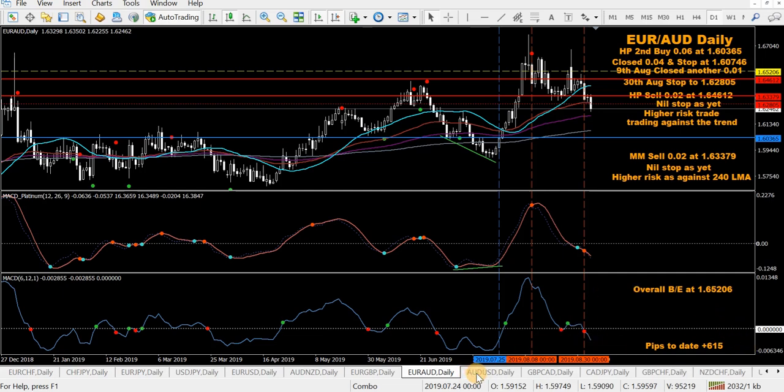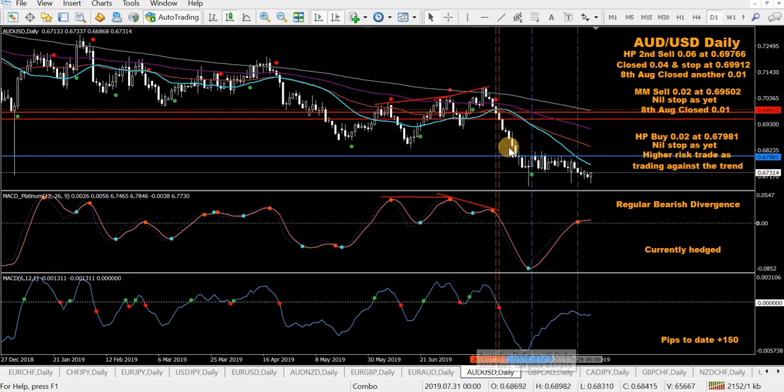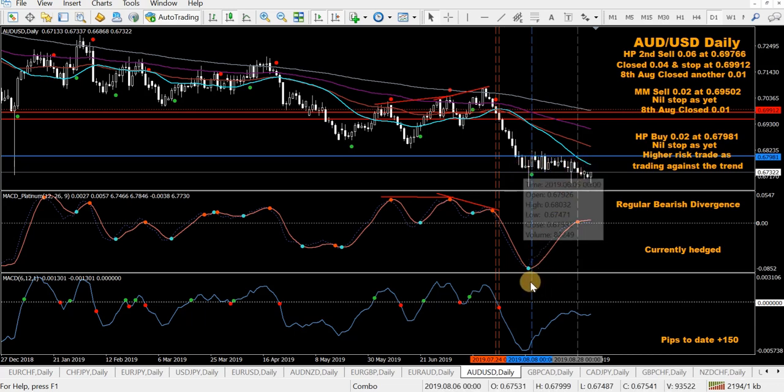Talking about Aussie, let's go across to the AUD USD. This one's currently hedged. Took 2 sells back here, which I'm still in. There's a stop in place, which I will move. That's a high probability stop there. It's above the entry level, so tomorrow I'll bring that down into this area here somewhere. I should have already done that. Took a buy here, and it's gone sideways basically. But because I'm hedged, it's no big deal.